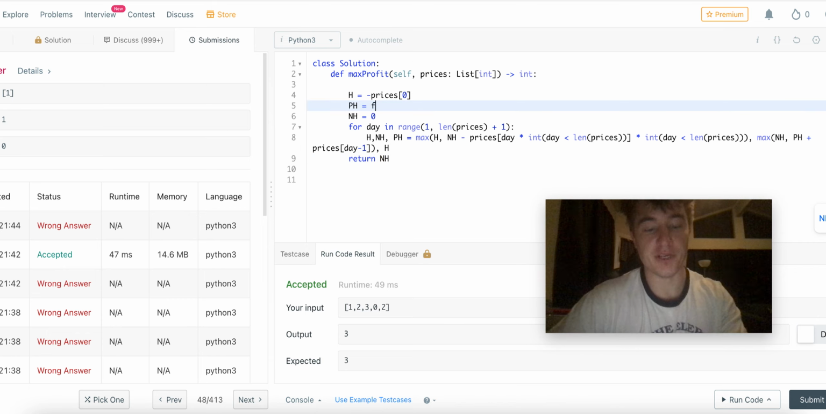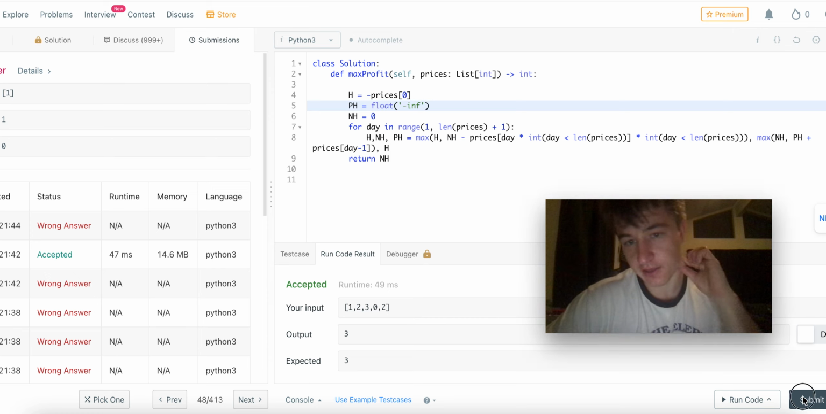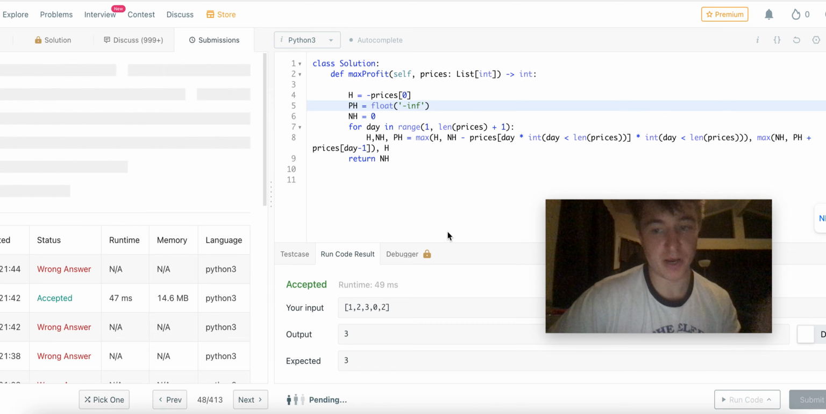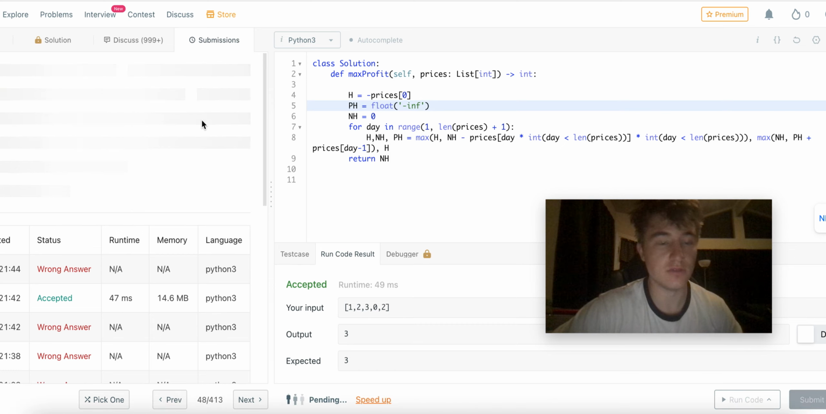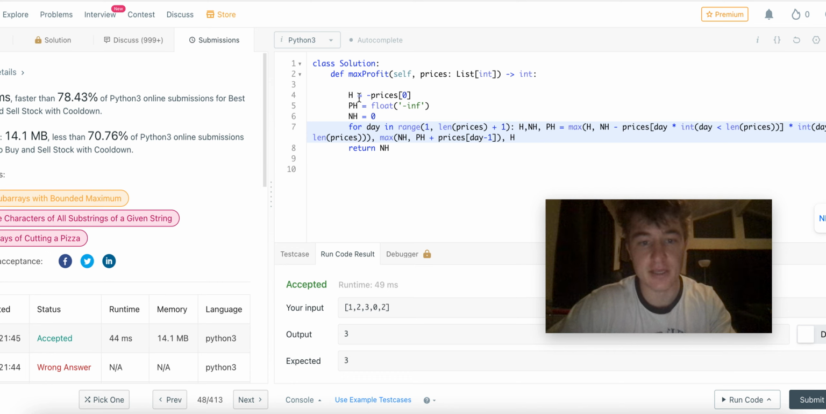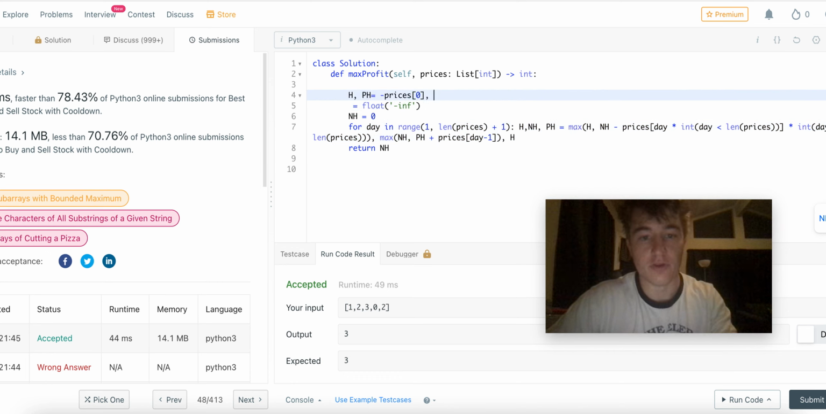So we'll just call previous holding float negative infinity, and I think that'll fix it. Because previous holding will only get populated once you've, yeah, okay. So there you go. So now you've turned this into constant space, and you can technically also make this, sorry, a 3-line solution. I apologize, guys.